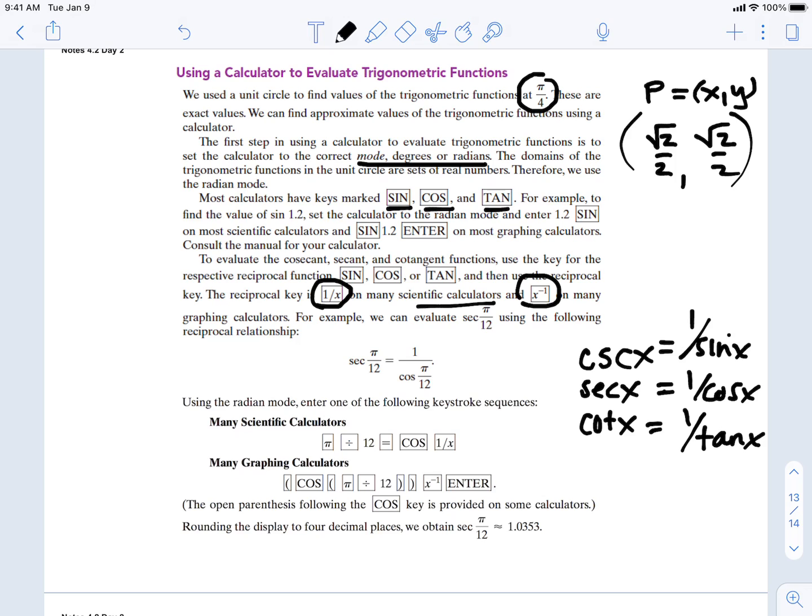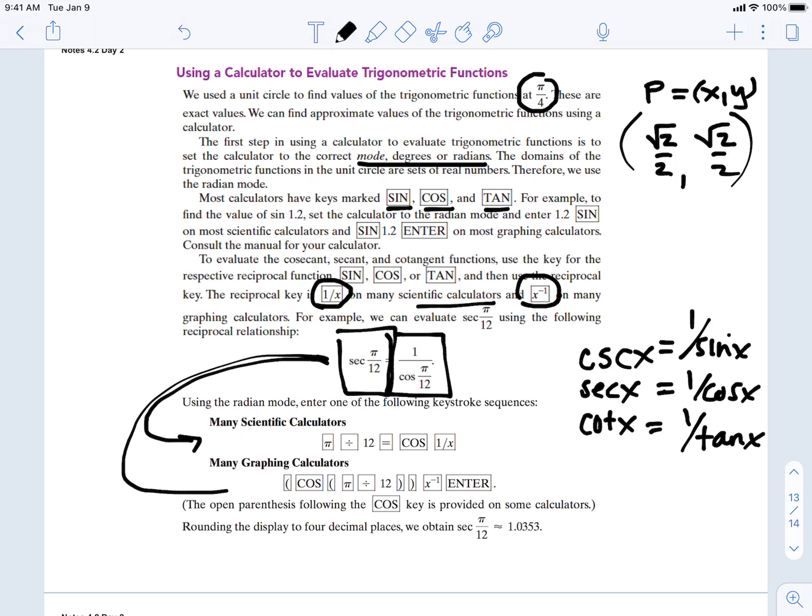If you have a graphing calculator, you would have to input this fraction 1 divided by the cosine of pi over 12. And that would be equal to the secant of pi over 12. So here's an example of typing this into the scientific calculator or the graphing calculator. Since this angle is in radian measure, you'd want to make sure your mode is in radians.